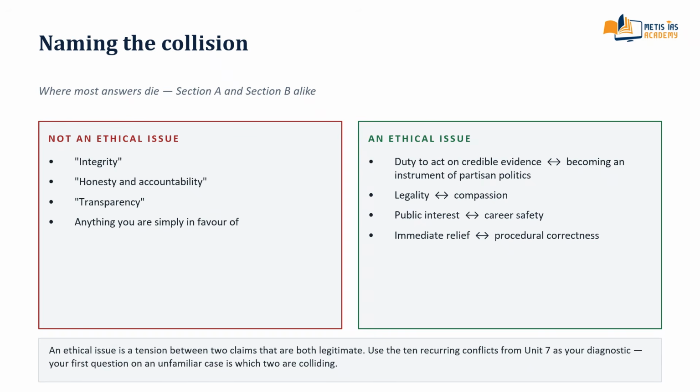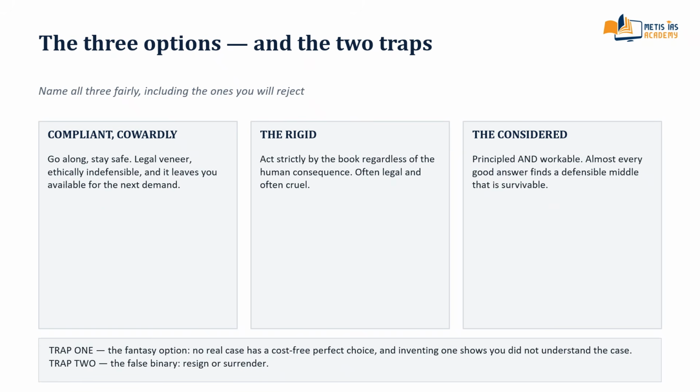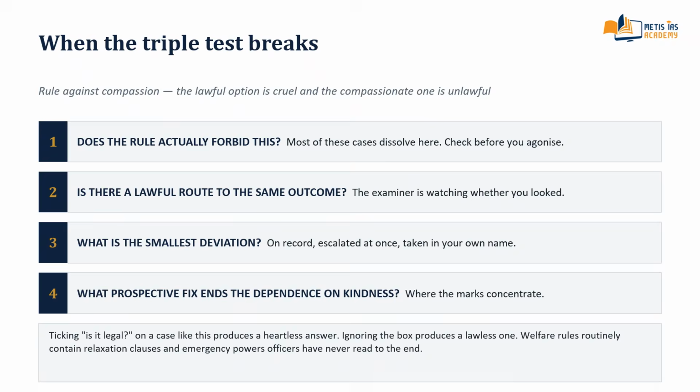So fourth one, what prospective fix stops the next person depending on my kindness? This is where the marks concentrate, and it is the step that turns a sympathetic answer into an administrative one.